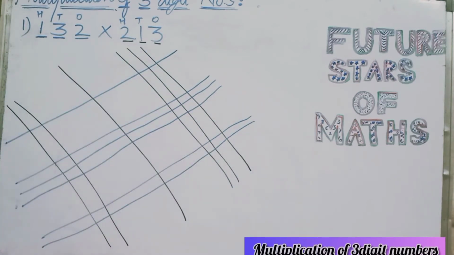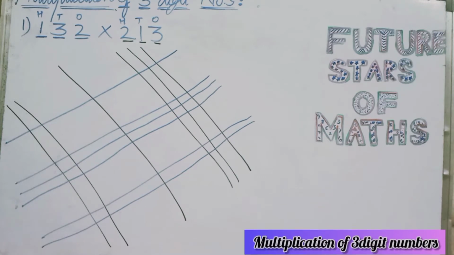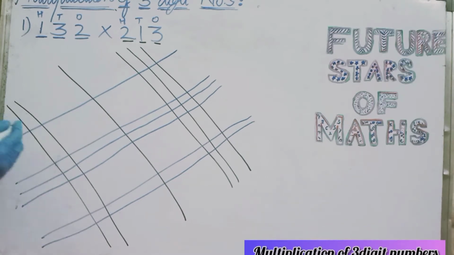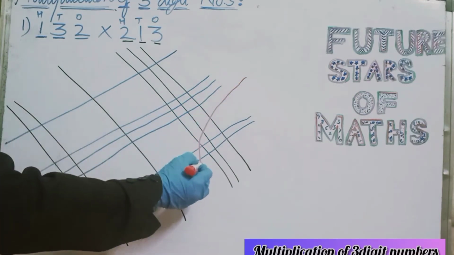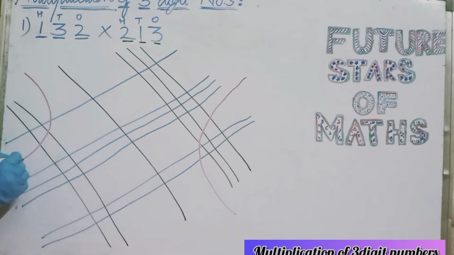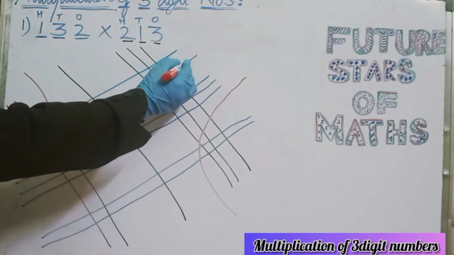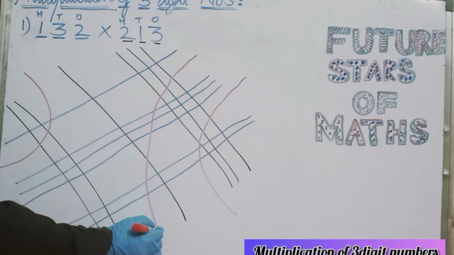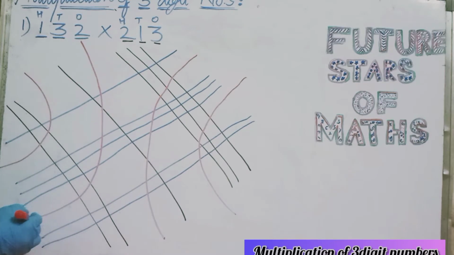Now what do I have to do? I have to mark the sections: ones, tens, hundreds place sections. So here, first at the right side, I'll mark one arc. Then here also one arc. Then here a second arc. Here also similarly I'll draw one more arc.